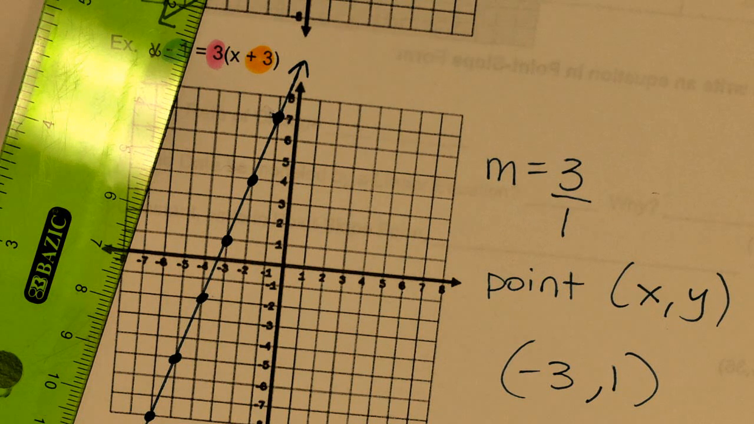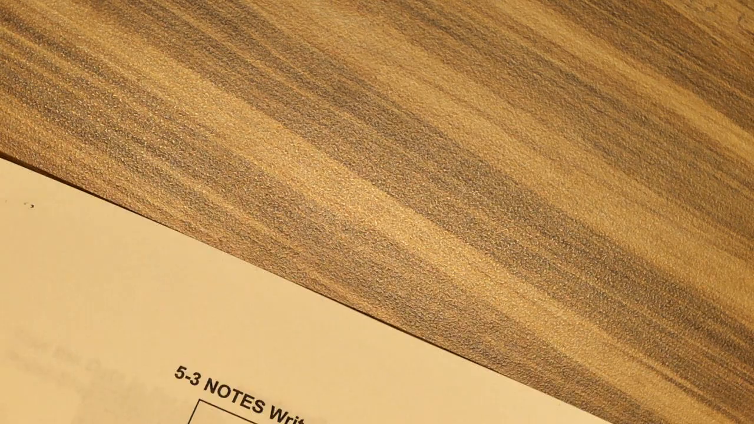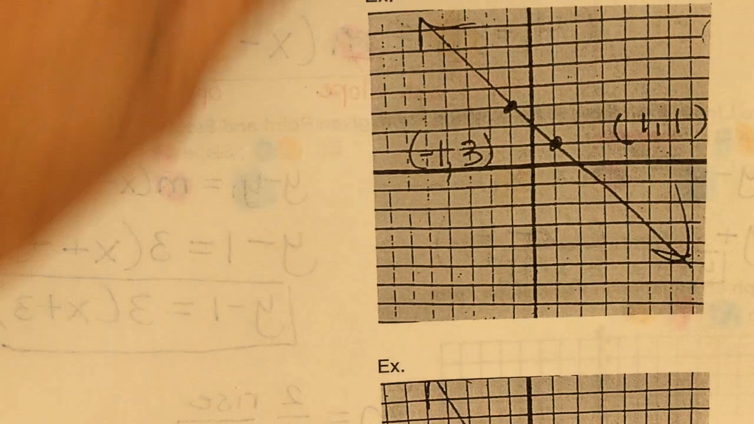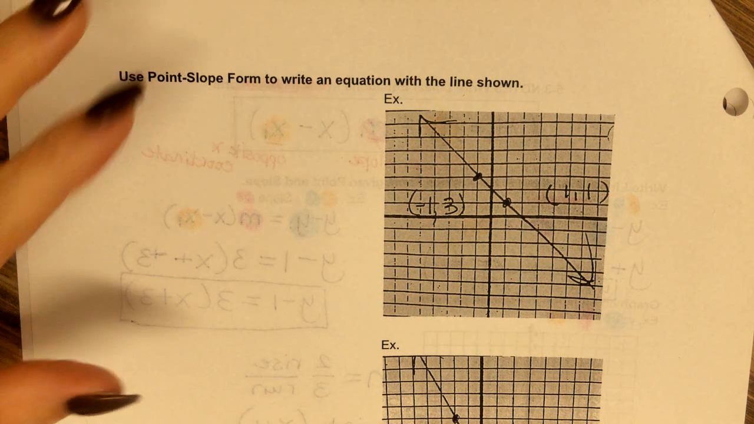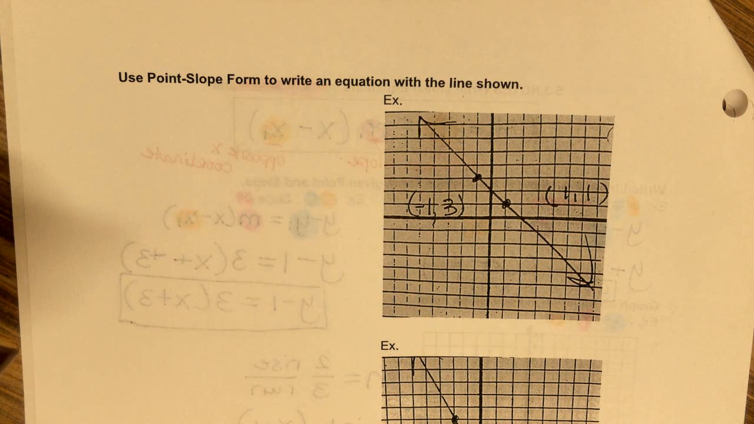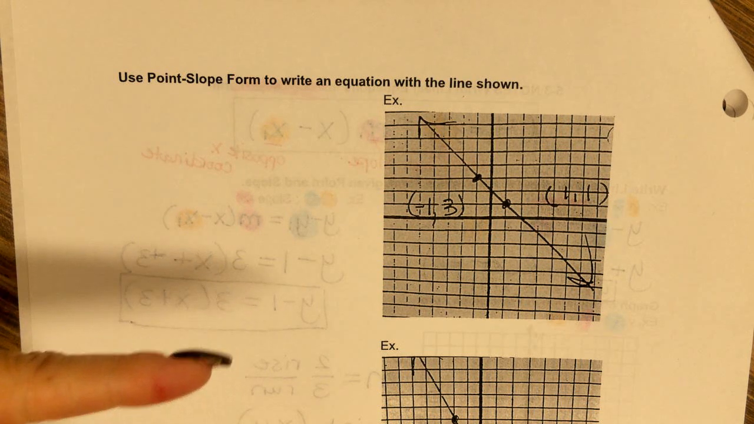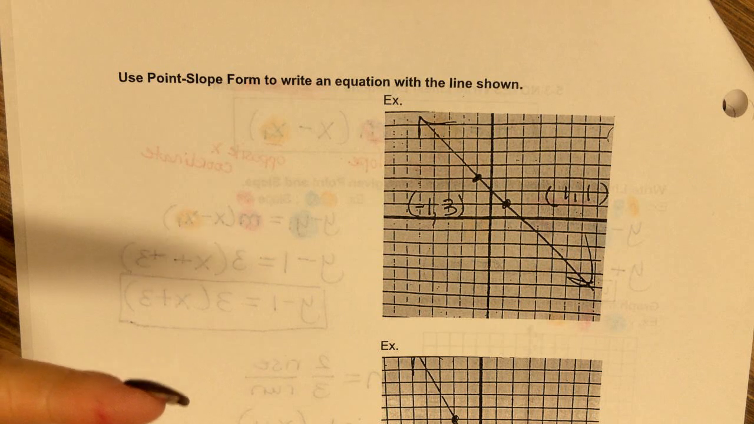Can I move on? Okay, move to the next page. Now they are going to give you a graph. It's already graphed, and they want you to write an equation in point-slope form. To write an equation in point-slope form, you need a slope and a point. How many points did they give you? Can you use either of them? Yes, and you get to pick.